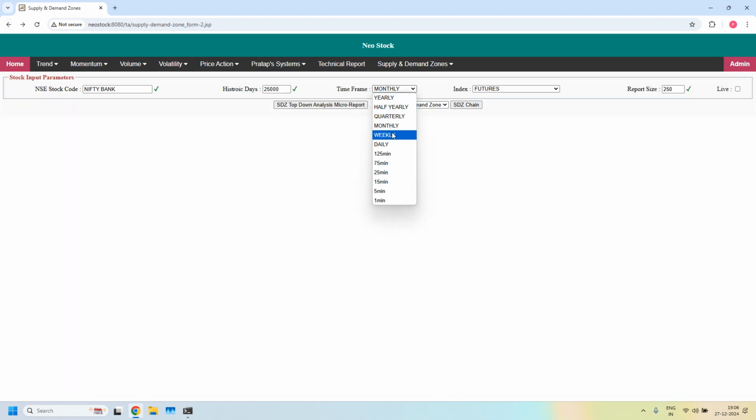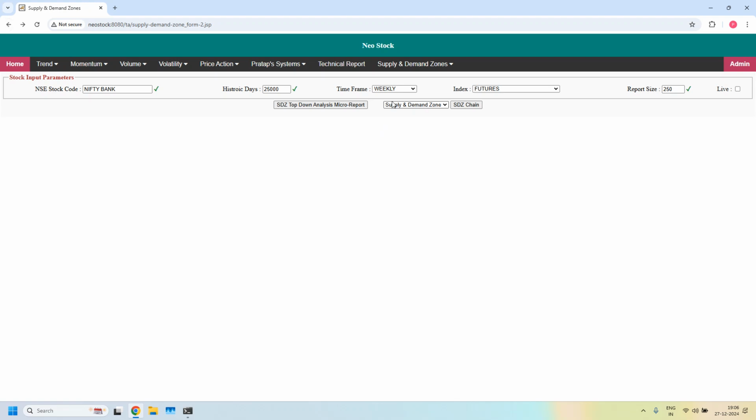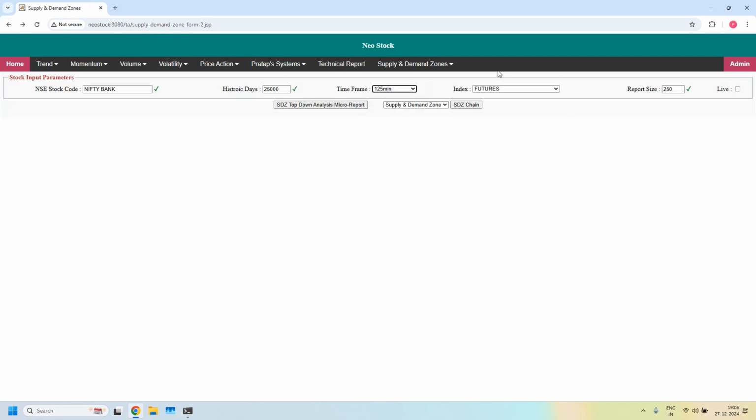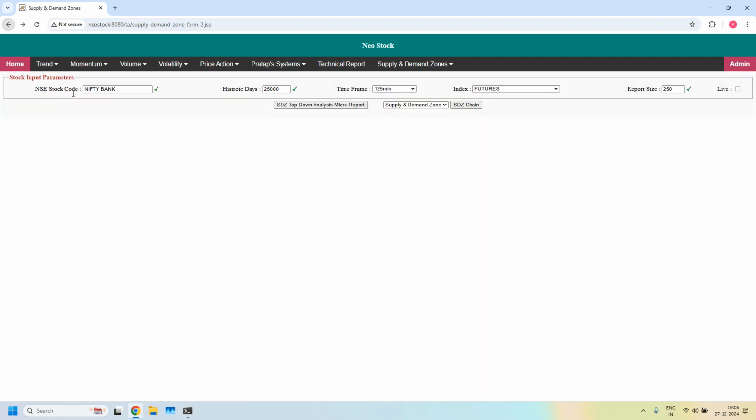Next, weekly supply demand zone chain for Bank Nifty. Next, daily supply demand zone chain for Bank Nifty. Next, 125 minute supply demand zone chain for Bank Nifty. Next, 75 minutes supply demand zone chain for Bank Nifty.